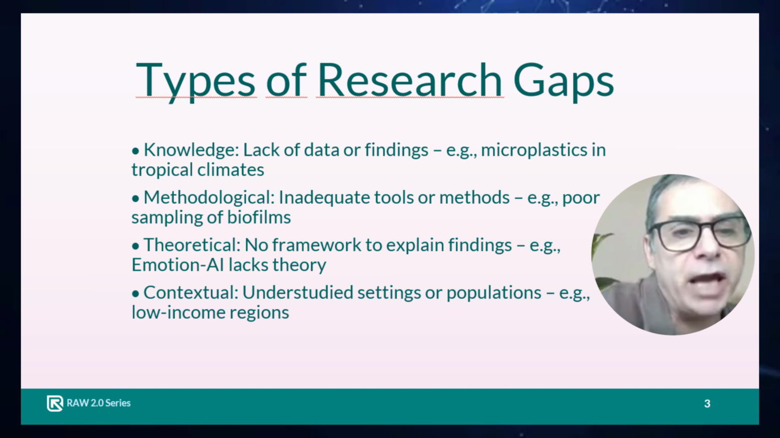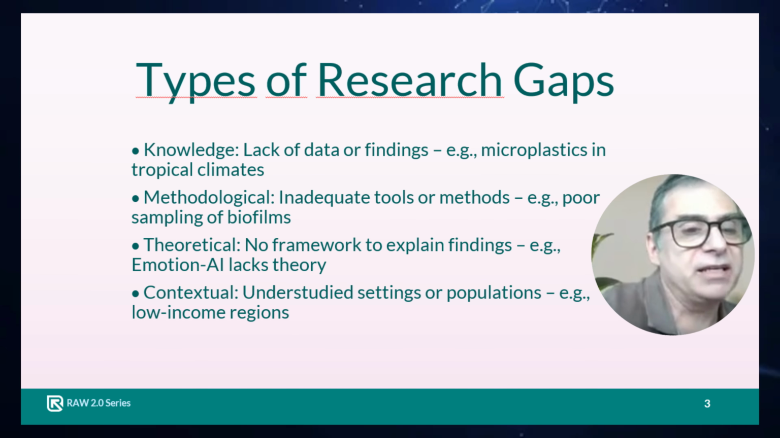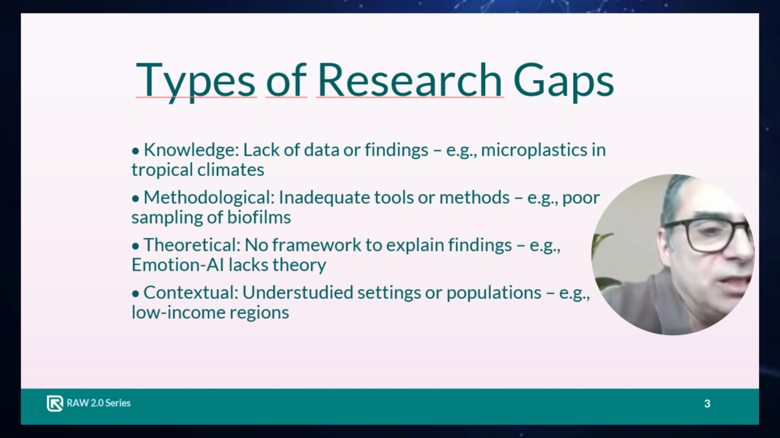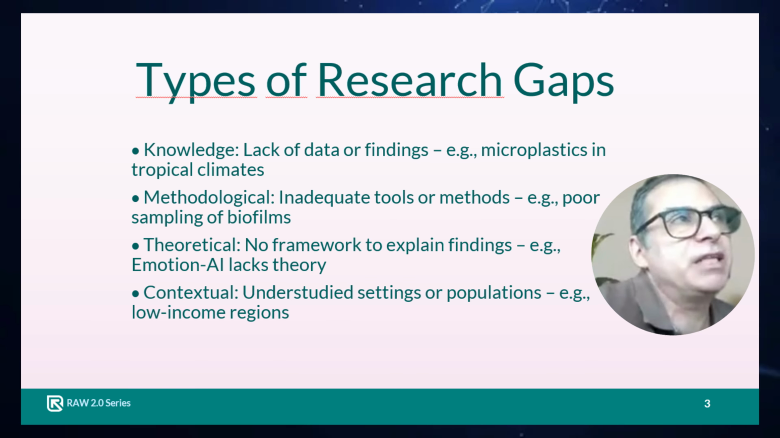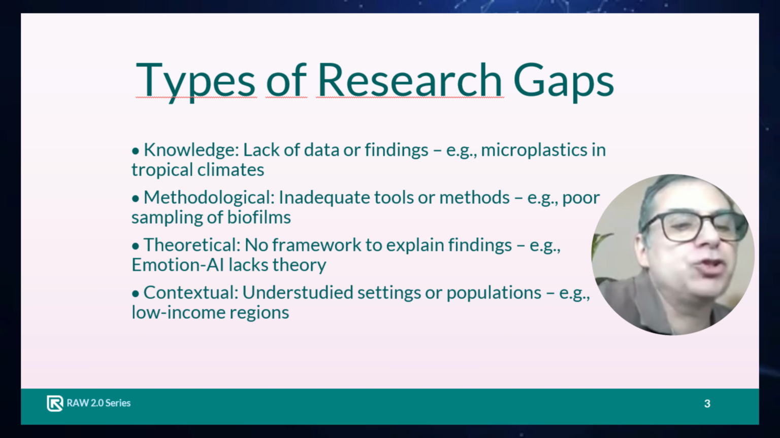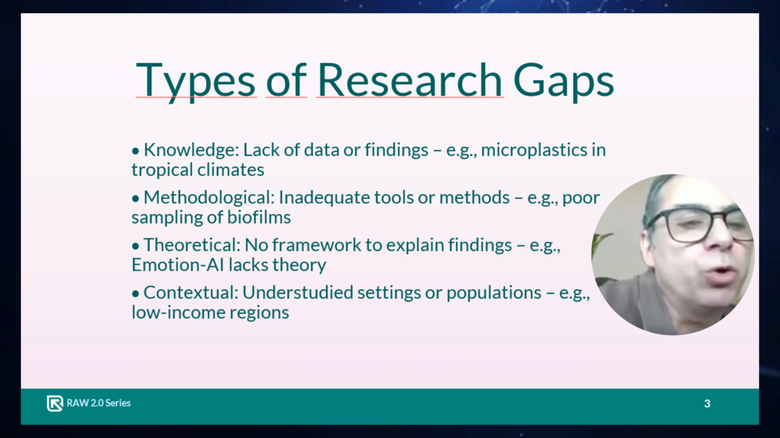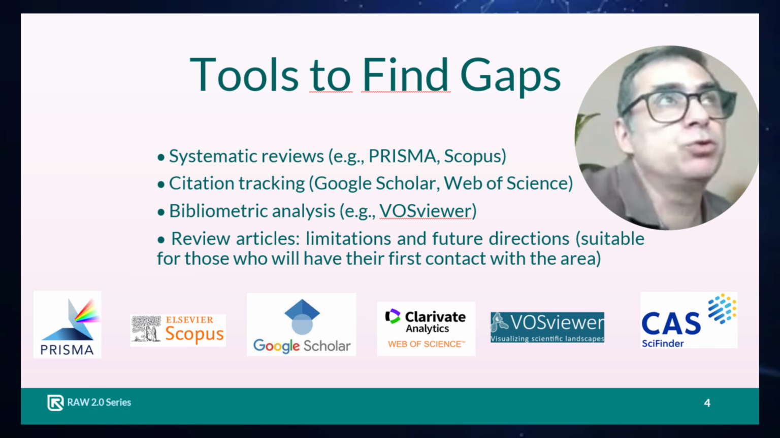We have a theoretical gap, where there's no framework to explain findings. Here is something funny or weird: emotion, artificial intelligence lacks theory, for instance. That's something important. We also have a contextual gap, like understudied settings or populations, low-income regions, or something where you have data, but they are not enough to propose a methodology or to create a framework for theoretical explanation, right?